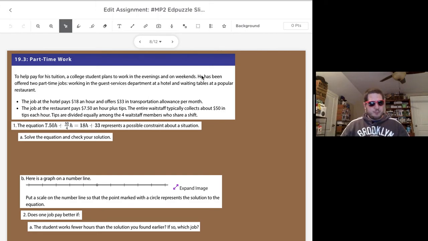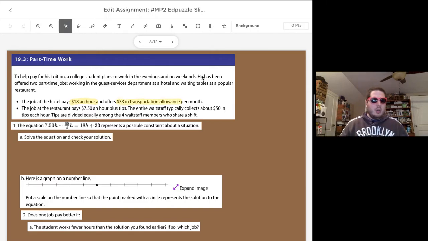So, to help pay for his tuition, a college student plans to work in the evenings and on weekends. He has been offered two part-time jobs, working in the guest services department at a hotel and waiting tables at a popular restaurant. So either a hotel or a restaurant. The job at the hotel pays $18 per hour and offers $33 in transportation allowance per month.